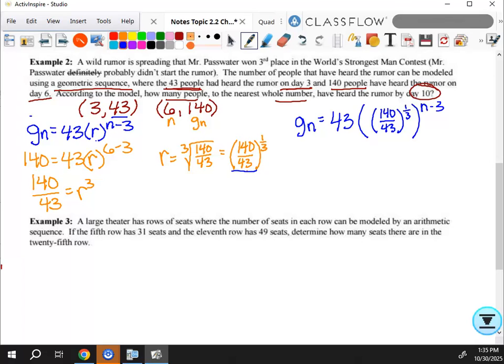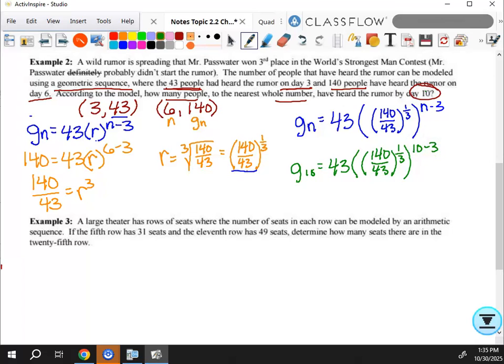All right, so there's my G sub n. But I'm going to have to use a calculator anyway, so it's fine. I'm basically just going to do it all together at the end. There's my G sub n. I need G sub 10. So G sub 10 is equal to 43 times 140 over 43 to the 1/3 power to the 10 minus 3 power.